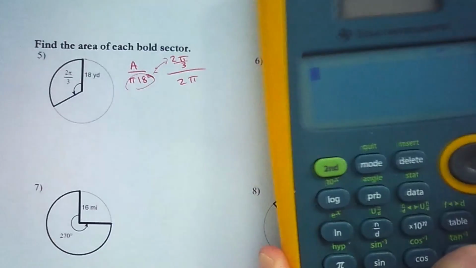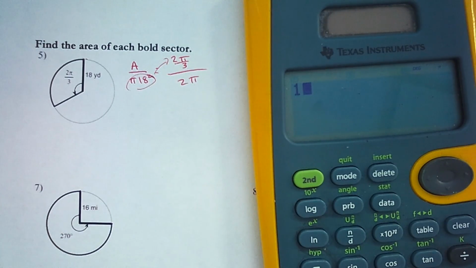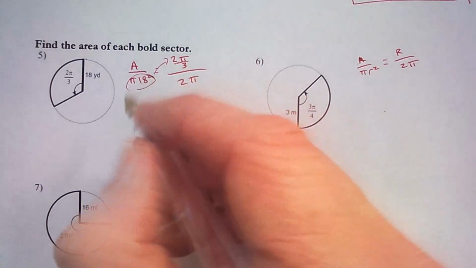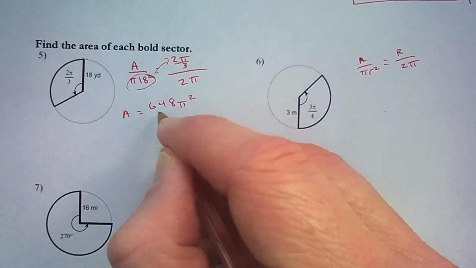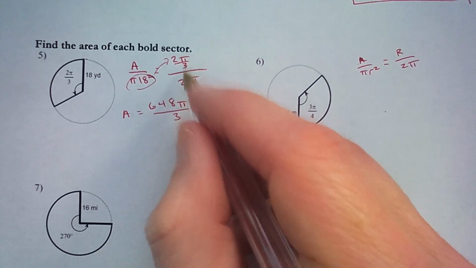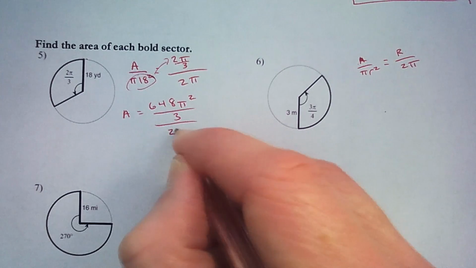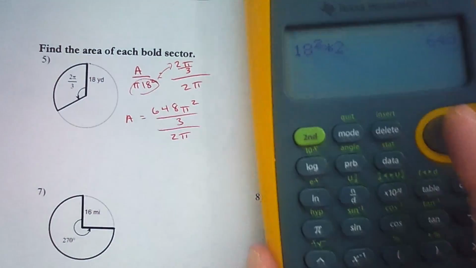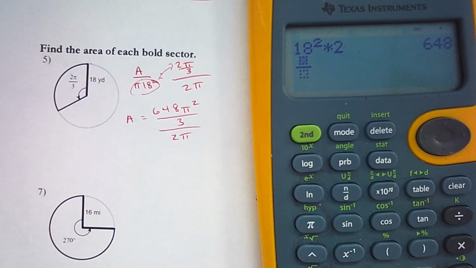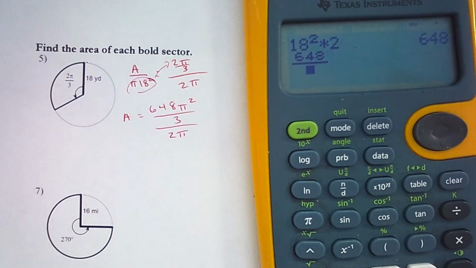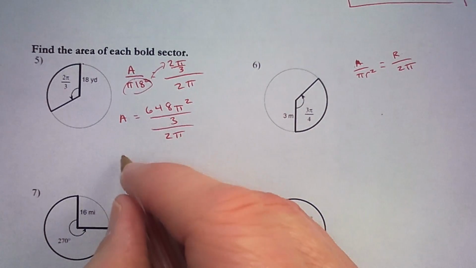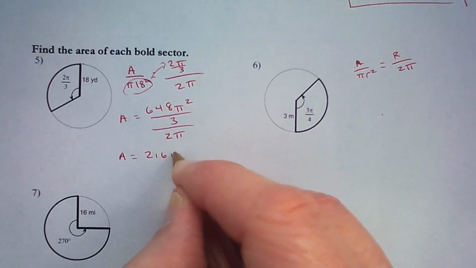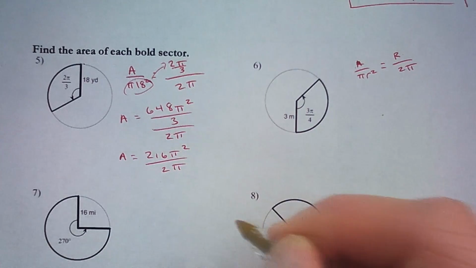So I have 18 squared times 2, and that is 648. So I have area equals 648, and then pi times pi is pi squared over 3, all over 2 pi. Okay, now does 648 over 3 simplify? 648 over 3 is 216. So this up here is 216 pi squared. So 216 pi squared over 2 pi.